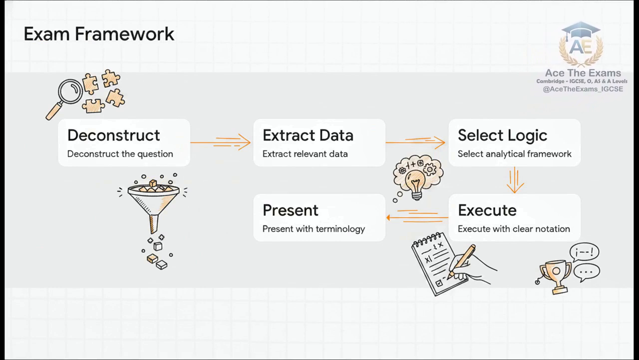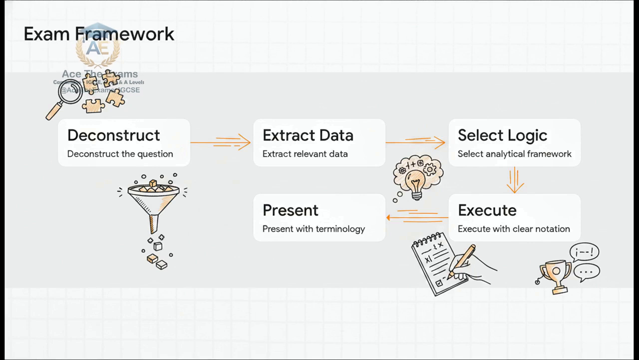First, you deconstruct the question. You circle the command words. Are you being asked to describe, explain, or evaluate? Those demand completely different responses. Second, extract only the relevant data from the scenario. If it's a 9618 question about a bank's server, ignore the fluff and extract the network topology and current security protocols. Third, select the right analytical framework to apply.